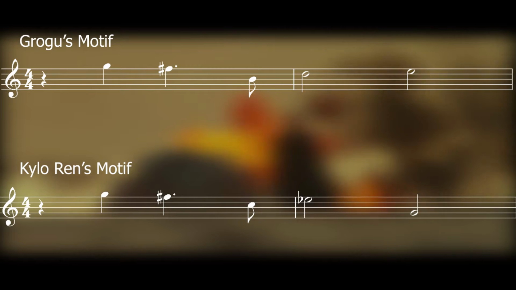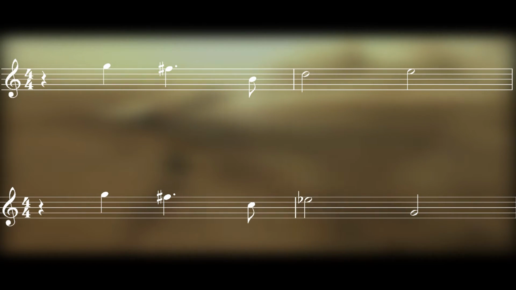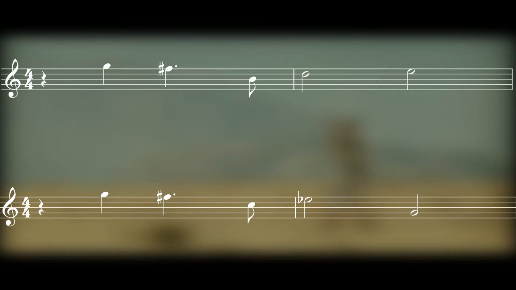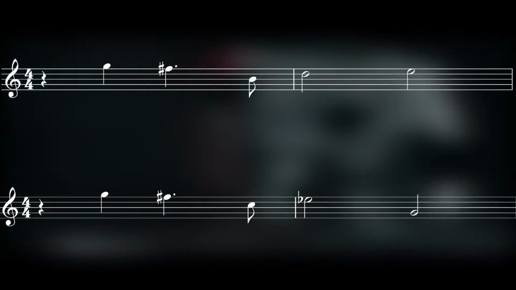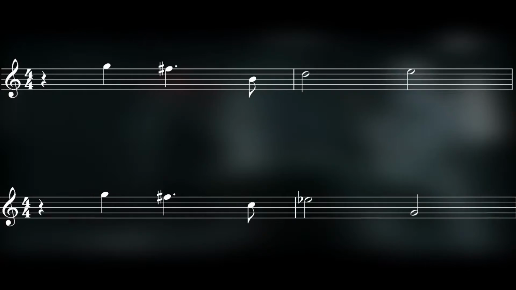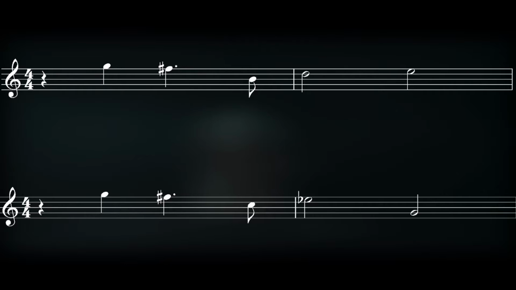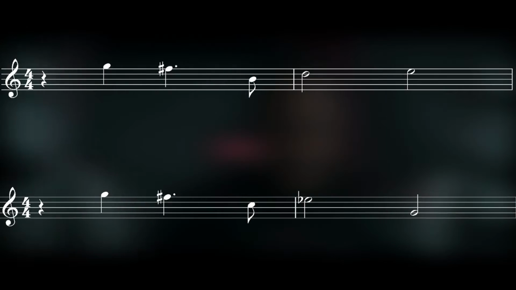So let's start with the rhythm of these two themes. Both begin on the second beat in a 4-beat pattern, but they also both follow the same rhythmic pattern after that. Quarter, dotted quarter, eighth, and then 2 half notes. Listen again to these two themes and just listen to the rhythm of each.